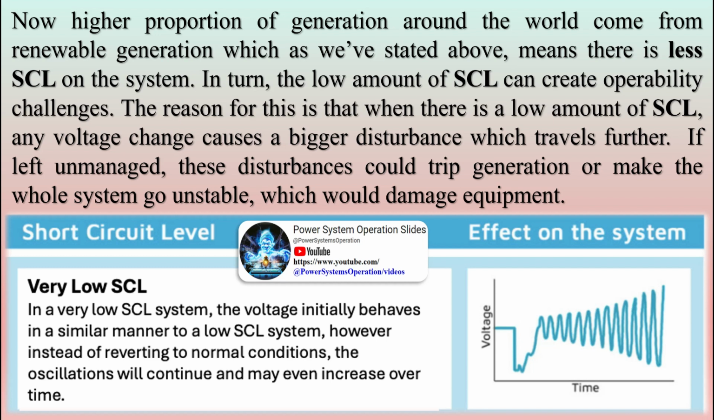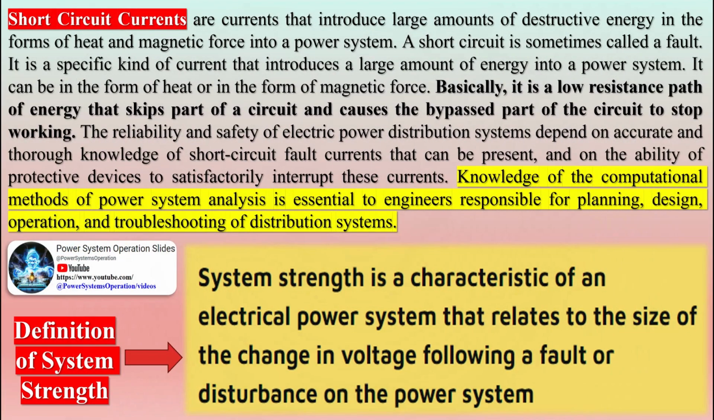A short circuit is sometimes called a fault. It is a specific kind of current that introduces a large amount of energy into a power system. It can be in the form of heat or in the form of magnetic force. Basically, it is a low-resistance path of energy that skips part of a circuit and causes the bypassed part of the circuit to stop working.